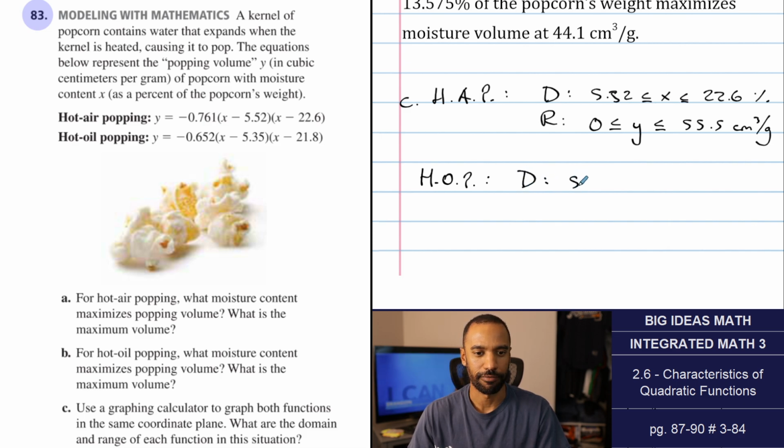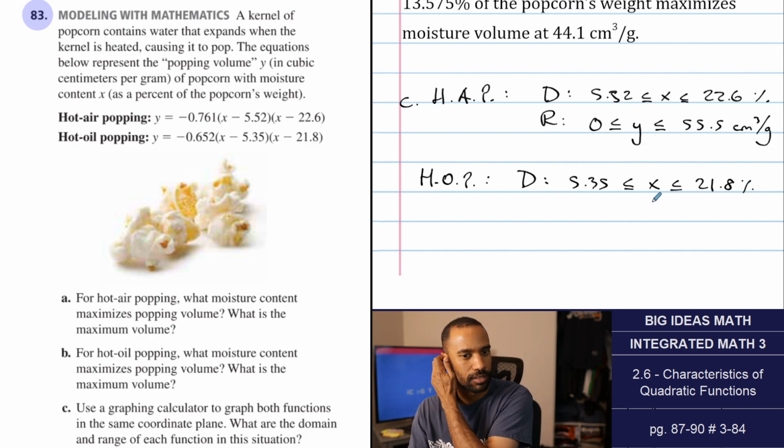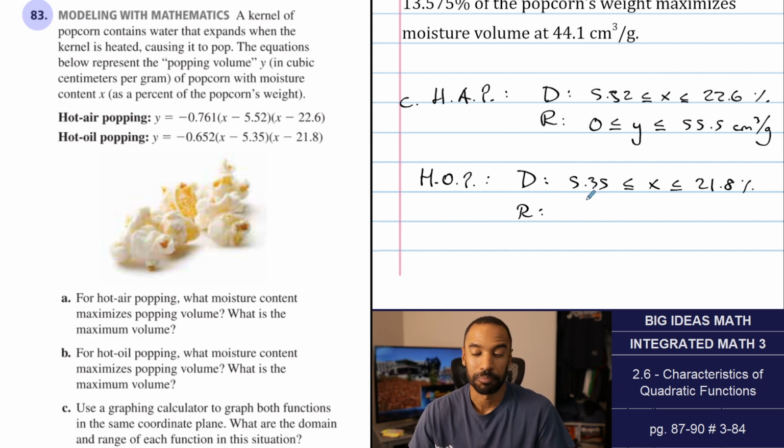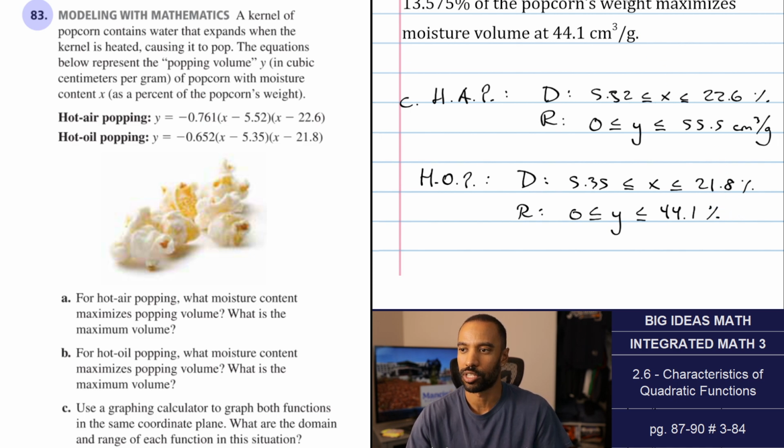For hot oil popping, domain goes between 5.35% and 21.8%. You can't really do different percentages to consider, range, unless you can have negative popping volume. And I'm just going to pretend like you can't. And you go from here to the maximum, 44.1, cubic centimeters per gram.